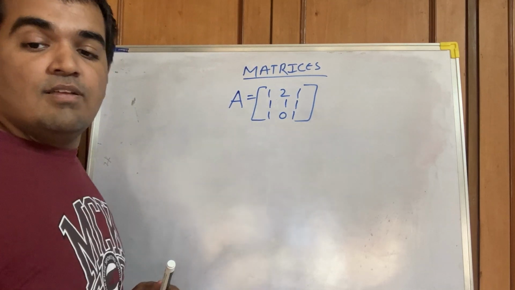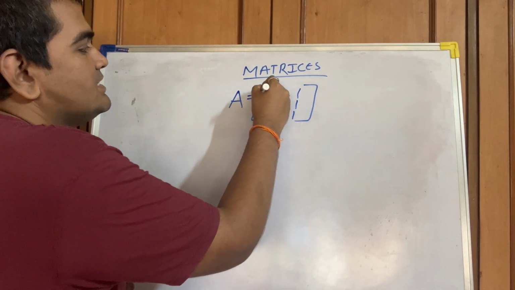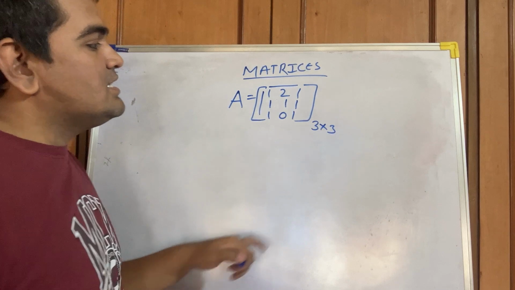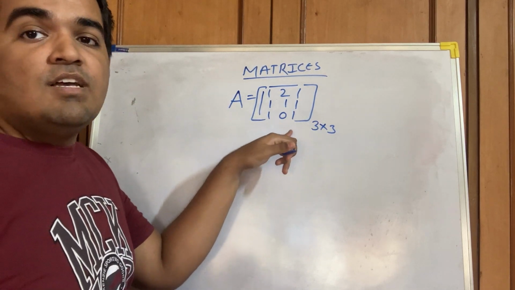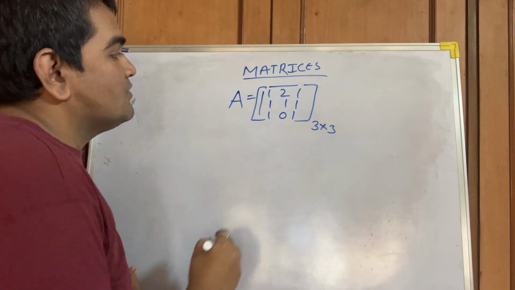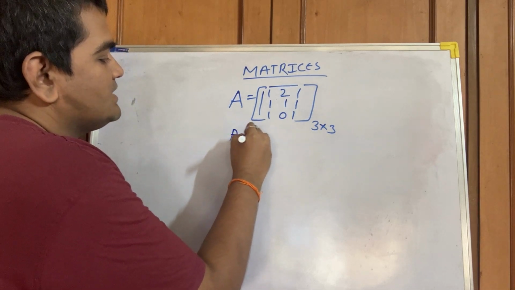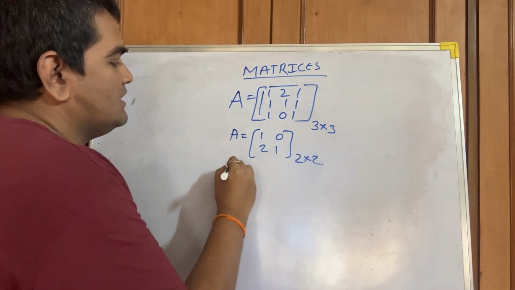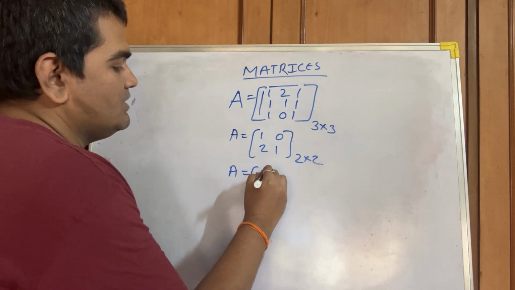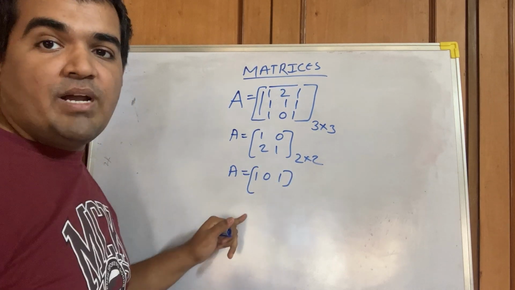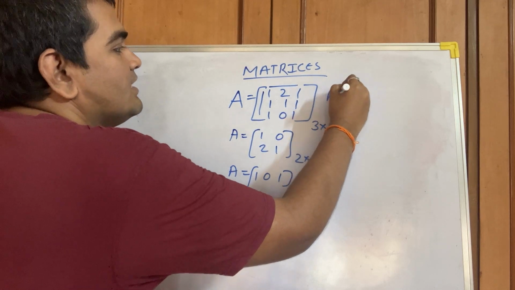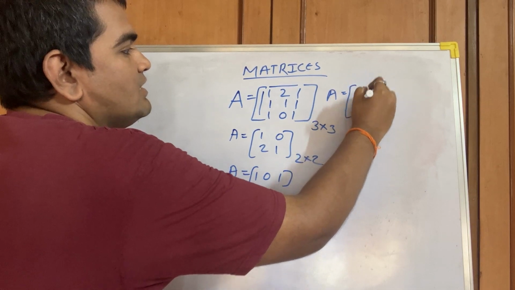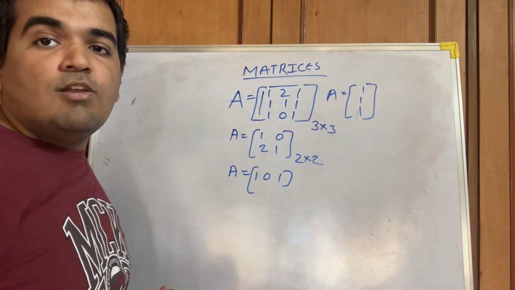Now it contains 3 rows and 3 columns, so we can write 3 cross 3. This is nothing but the size of the matrix or the order of the matrix. We can write a matrix as 1 0 2 1, this is a 2 by 2 matrix, or we can write 1 0 1, this is a row matrix, or we can write 1 1 1, this is a column matrix.